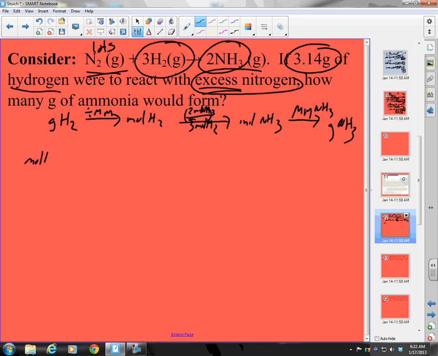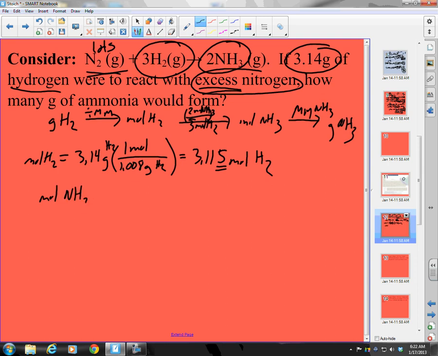We want moles of H2, so equal to 3.14 grams times 1 mole per 1.008 grams of H2. Got it? I should have put my H2 here, right? So I know what I'm doing. And what is my answer here? 3.14 divided by 1.008 equals 3.115 moles of H2.